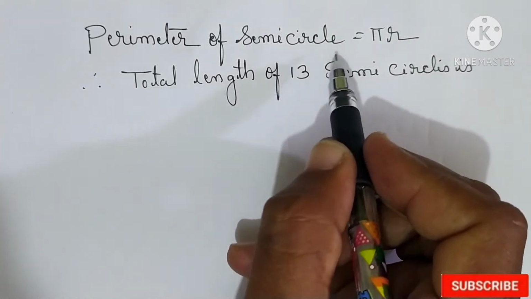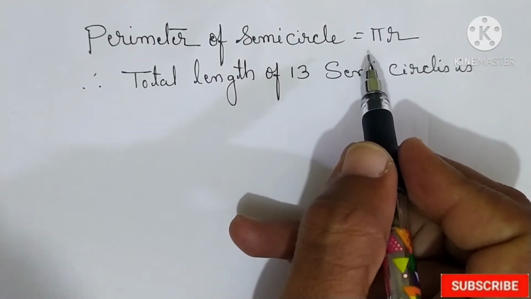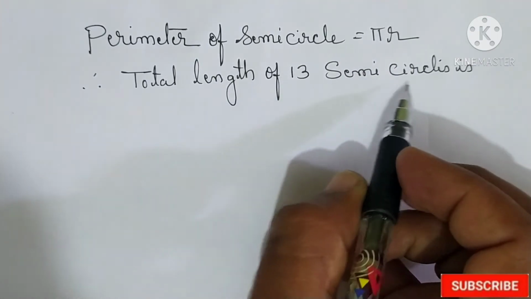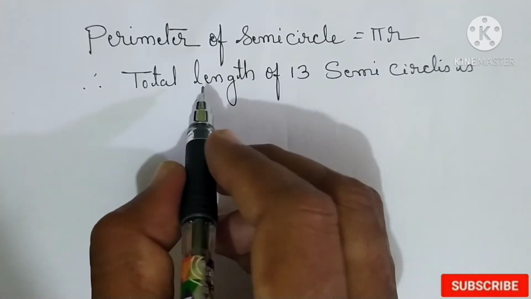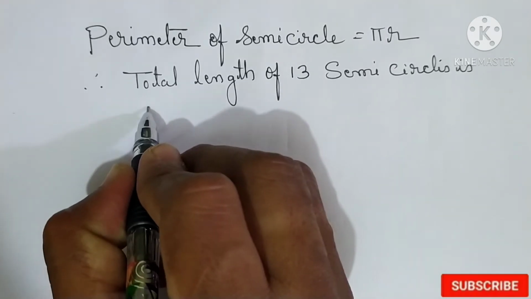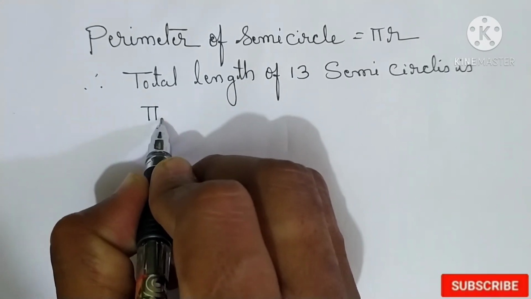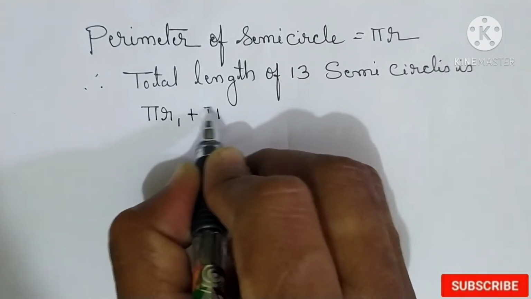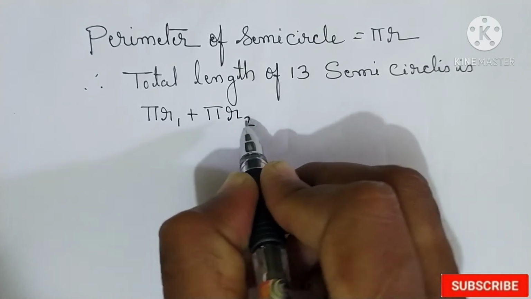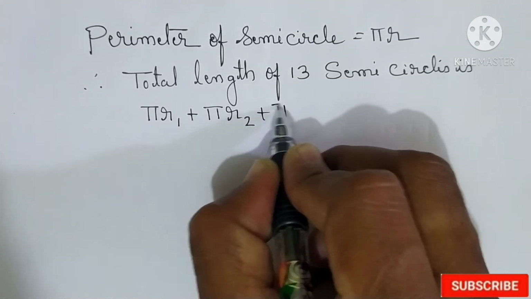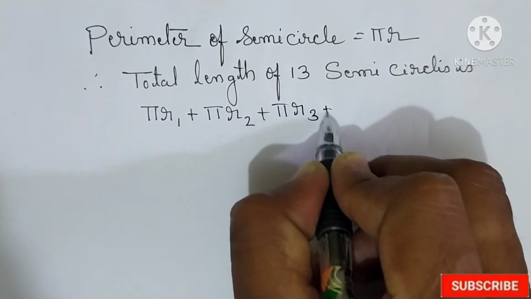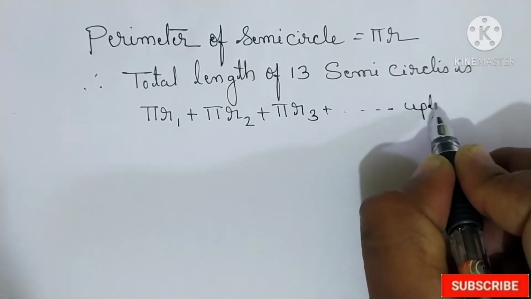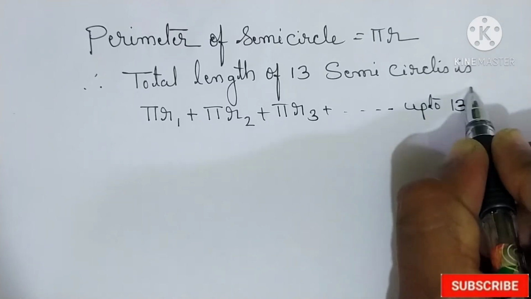The perimeter of a semicircle, that means half circle, is equal to pi r. Therefore, the total length of 13 semicircles is: the first semicircle is pi r1, plus the second semicircle pi r2, then pi r3, and so on up to 13 terms.